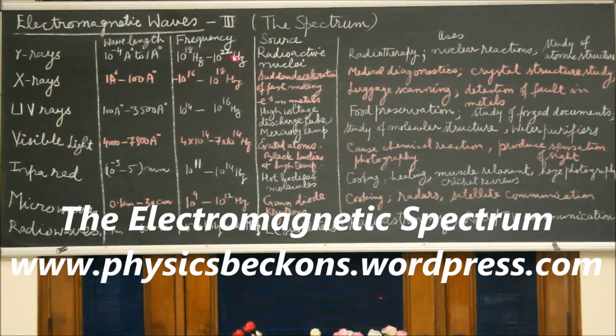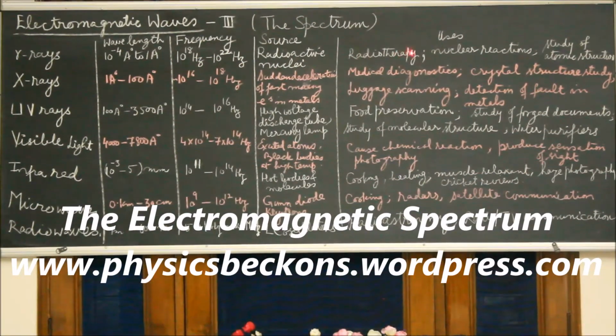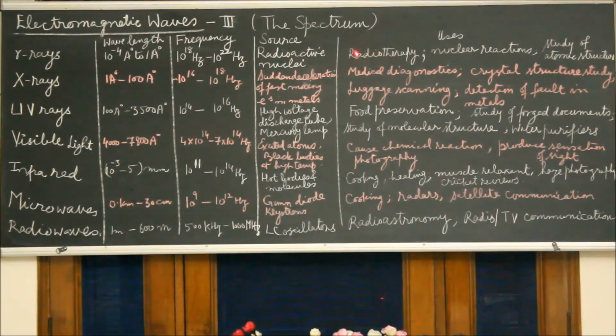The source of the gamma rays is radioactive nuclei. The corresponding frequency range is written in this column. The gamma rays are used in radiotherapy, that is, treatment of malignant tissues. They are used to initiate nuclear reactions and in the study of nuclear and atomic structure.